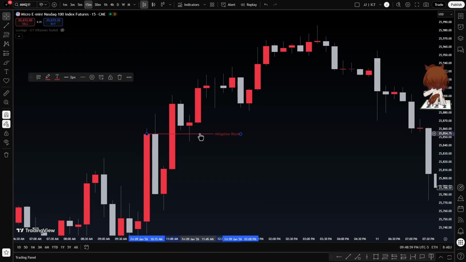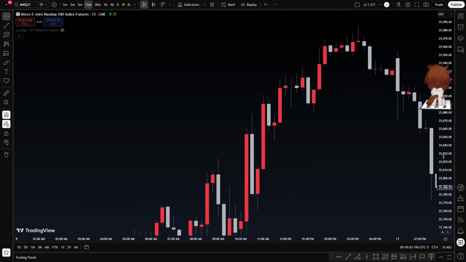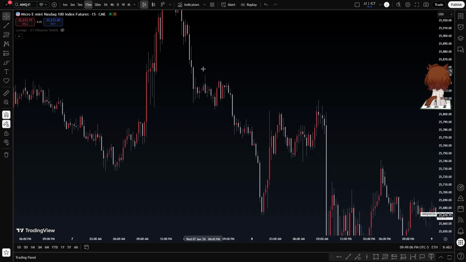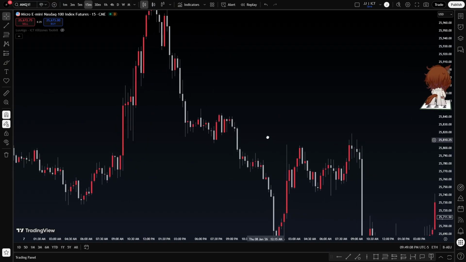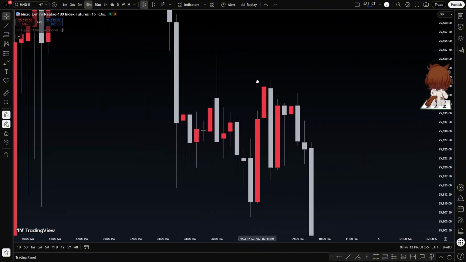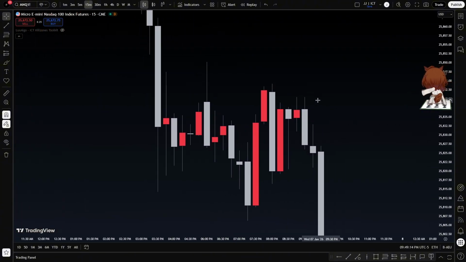Now, since I just used that as an example to explain the formation and the anatomy of a mitigation block, now we're going to do a bearish example so you can really understand this. Okay, here we go. I'm going to go a little bit deeper into the swing creation over here.